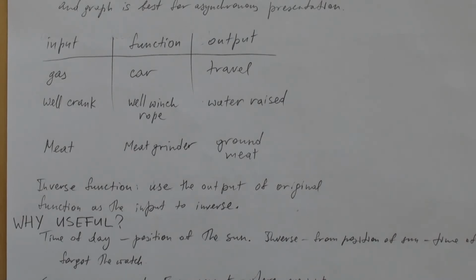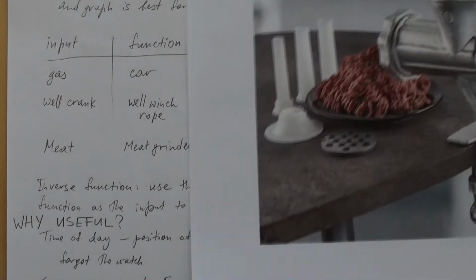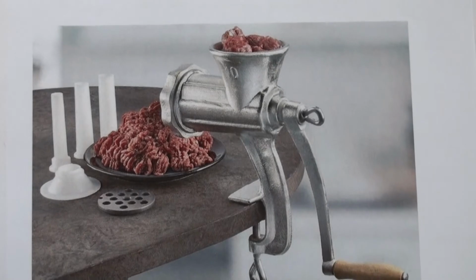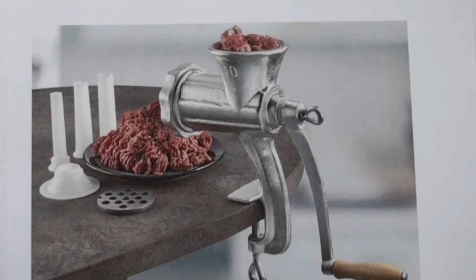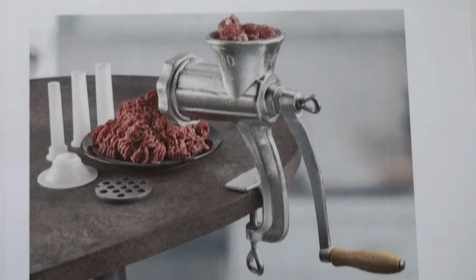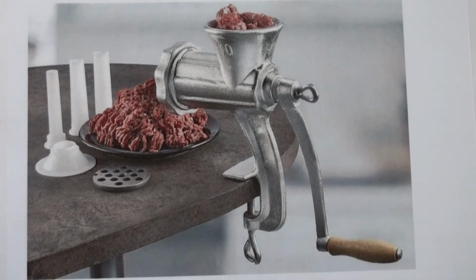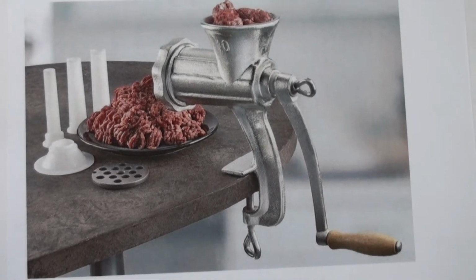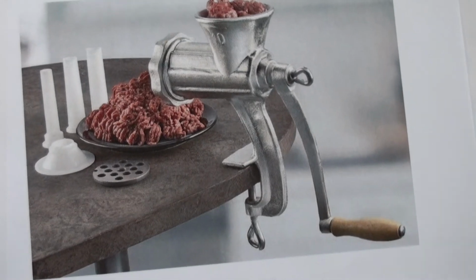A meat grinder is a function. Here's a meat grinder. You put meat in the input, you get ground meat at the output. So the meat grinder is a function. It can take an input and it produces the output. So it is a very convenient view of a function, because graphical representation can be used in this exact meaning.